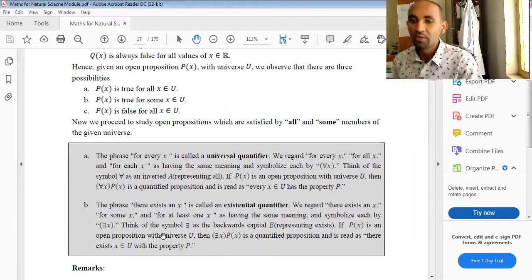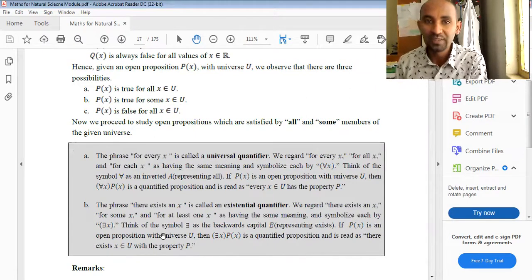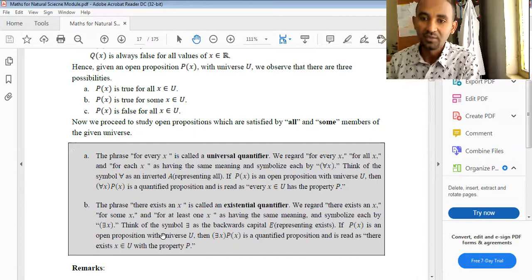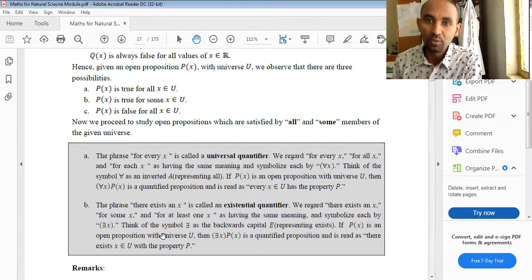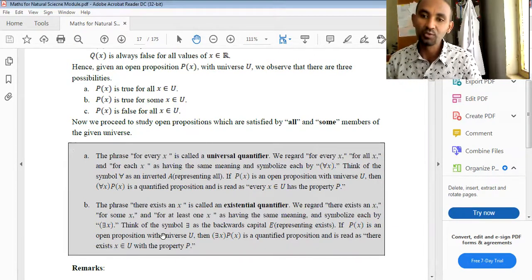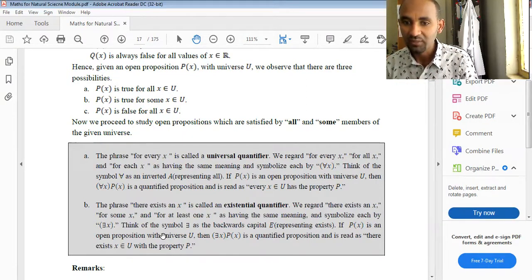Okay. So another way of looking at open propositions is by quantifying them. An open proposition contains one or more variables. By quantifying, we mean using a universal quantifier or an existential quantifier, saying every x satisfies this property, or some x satisfies this property. A universal quantifier has the notation for all x, as you can see here. An existential quantifier, there exists x, means at least one x in the universal set satisfies the property P.